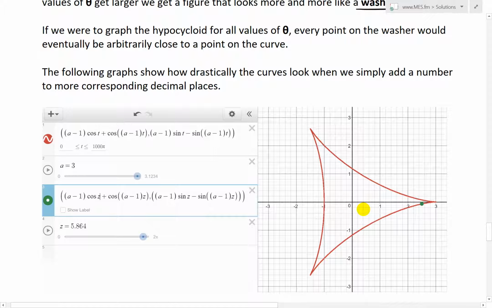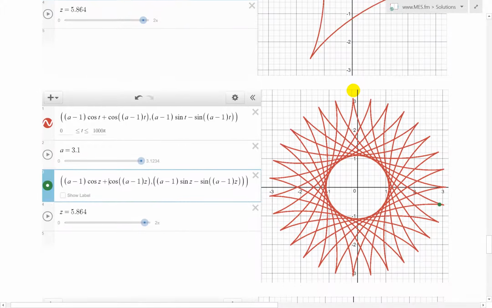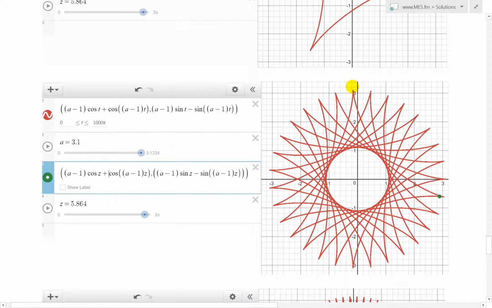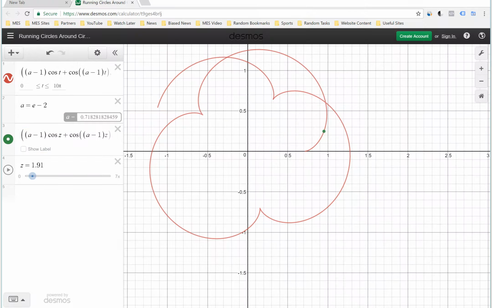And the following graphs show how drastically the curves look when we simply add a number to more corresponding decimal places. And this one, what I've done is I've gone from a equals 3, just a whole number like that. It's just a rational whole number. And then add a decimal place at 0.1. See how it changes like this. And I'll just go over here and do that.